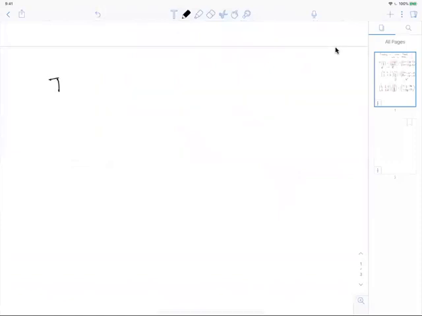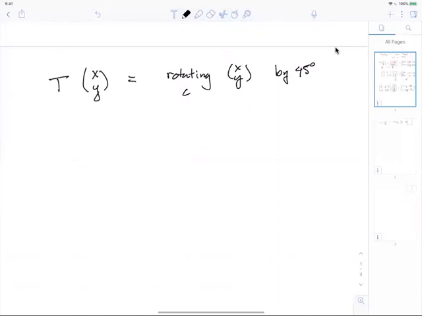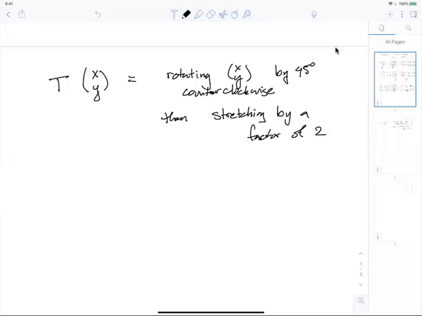We're going to define T, but now I'm not going to define it with algebra or a formula. I'm going to define it as rotating the xy-plane by 45 degrees counterclockwise, then stretching by a factor of 2. This is a lot of words, but this is something you might want to model, something physically happening that you want to have a formula for. So the question is, what's the matrix that encodes this particular transformation?